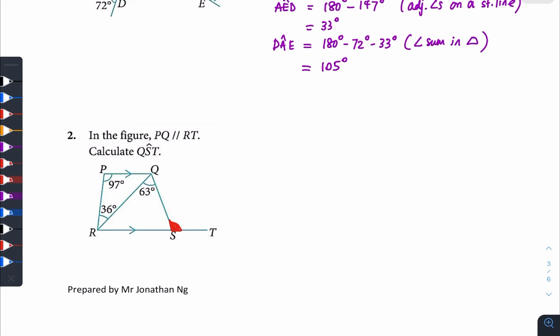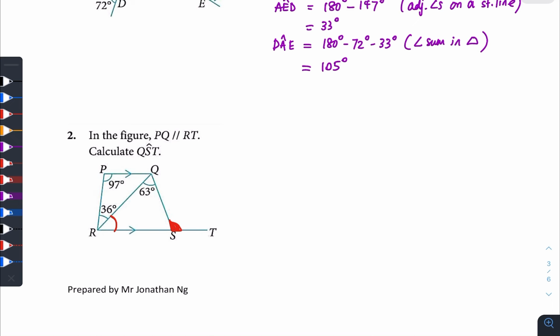So as you can observe, this angle is actually an exterior angle. So it means that it will be good if we can find the size of this angle. Okay, and there are many ways we can do this. There are many ways to find this missing angle QRS over here.